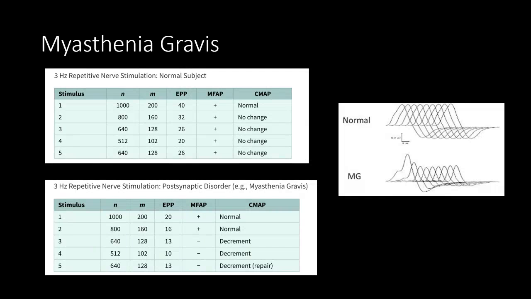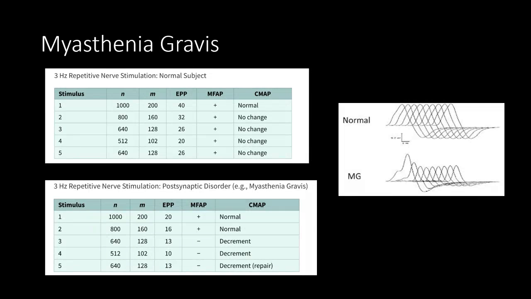So this first box here is looking at repetitive nerve stimulation in a healthy individual. The N box is the number of acetylcholine molecules released. The M is the change, so the reduction in acetylcholine that's going to be released with the second stimulation because you're depleting your acetylcholine stores. The EPP is the end plate potential, so that 40 millivolts is the first one. Whether or not a muscle fiber action potential is generated is indicated by the plus or minus, and whether or not a CMAP occurs depends on if the muscle fiber action potential is generated.